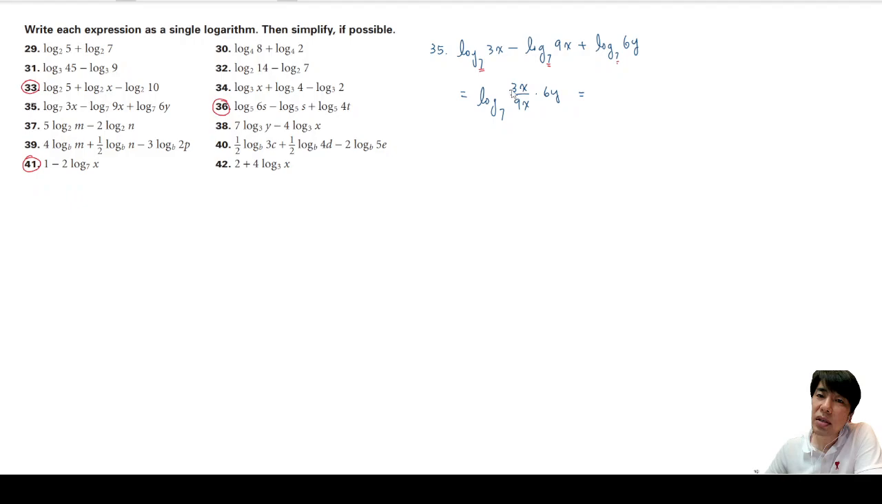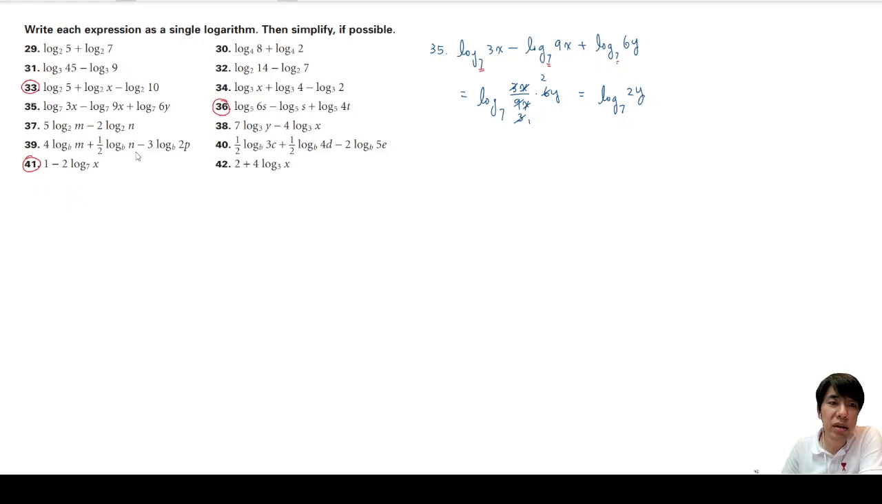So let me cancel these two. X's also cancel. I can cancel denominator 3 and this 6. So that's 1, that's 2. So the only thing that is left over after canceling all of these is 2y. So this simply comes down to log base 7 of 2y here, okay?